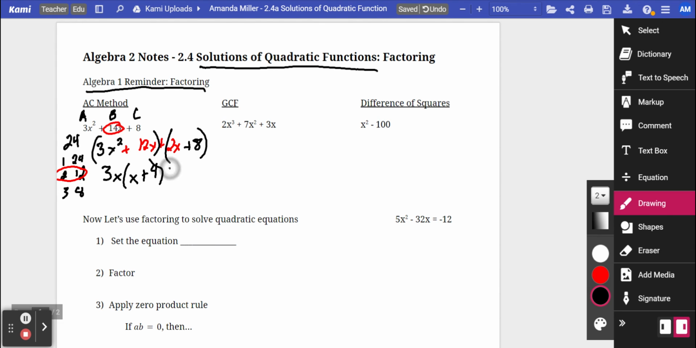Factoring this side, it's got a 2 in common. 2x divided by 2 would be x. 8 divided by 2 is 4. Now I've got two sets down here that are the same, so I can factor that out. x plus 4 times 3x plus 2. And that's going to be my factored version using the AC method.